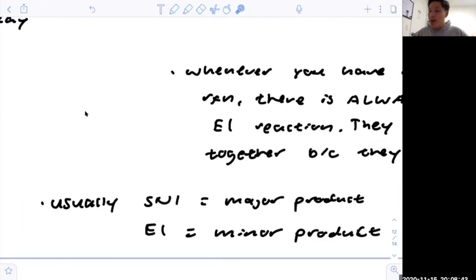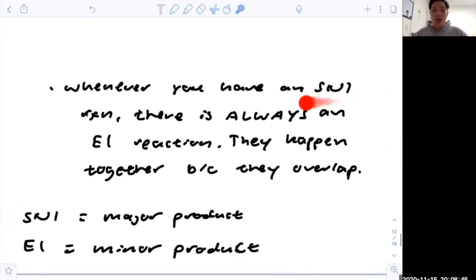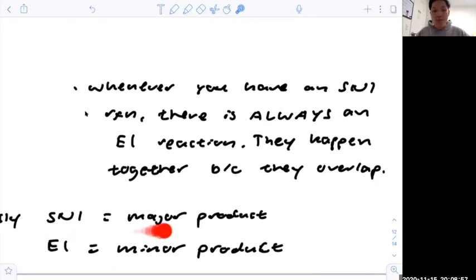So whenever you have an SN1 reaction, there will always be an E1 reaction along with it, okay? But the only difference is the SN1 reaction will typically be the major product, but the E1 reaction will be the minor product. But let's say we want to synthesize something that requires us to have an alkene. We don't want an SN1 reaction, right? So how do we make the elimination the major product?